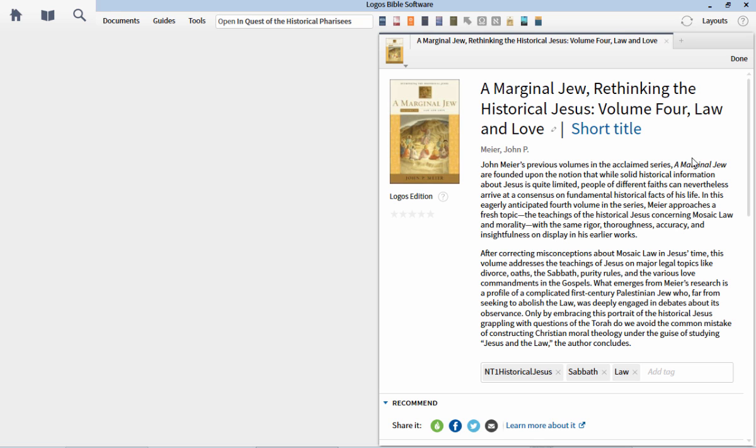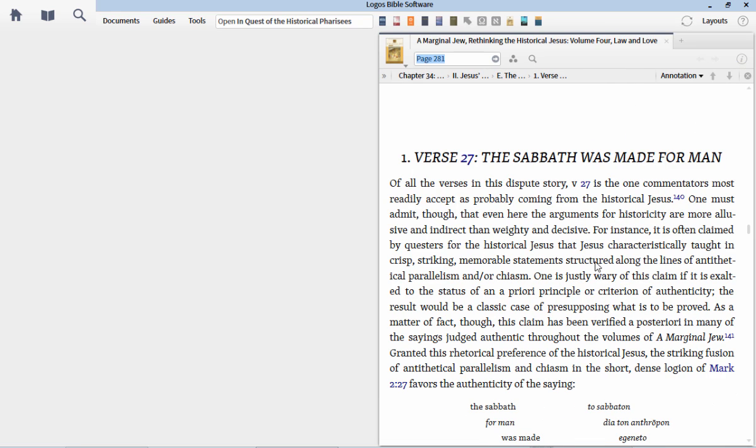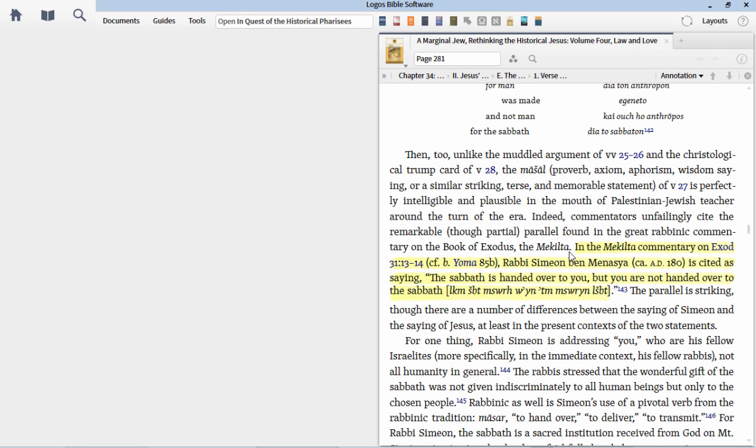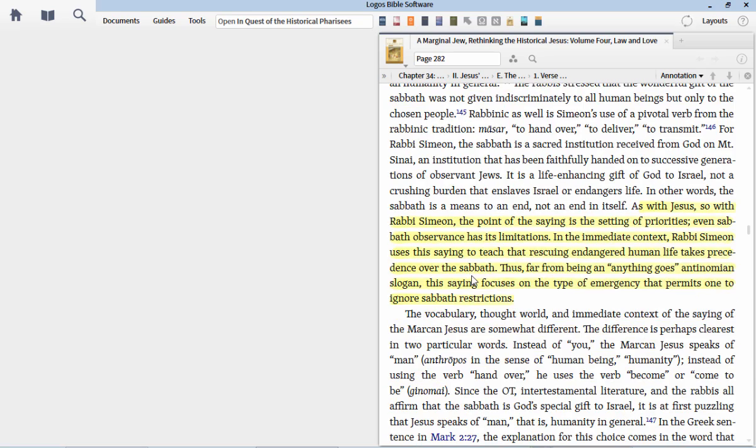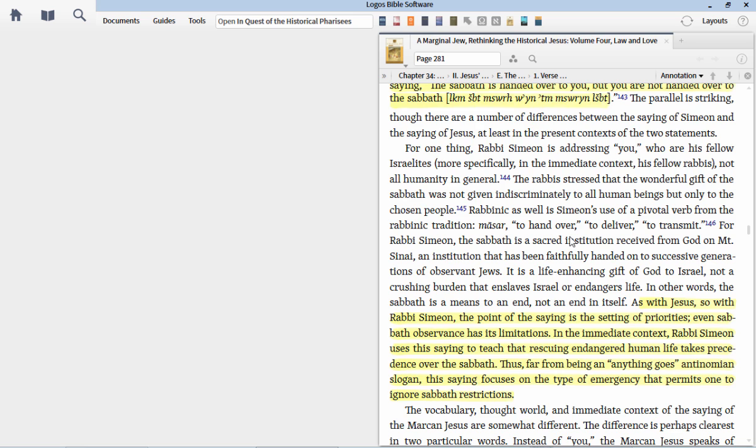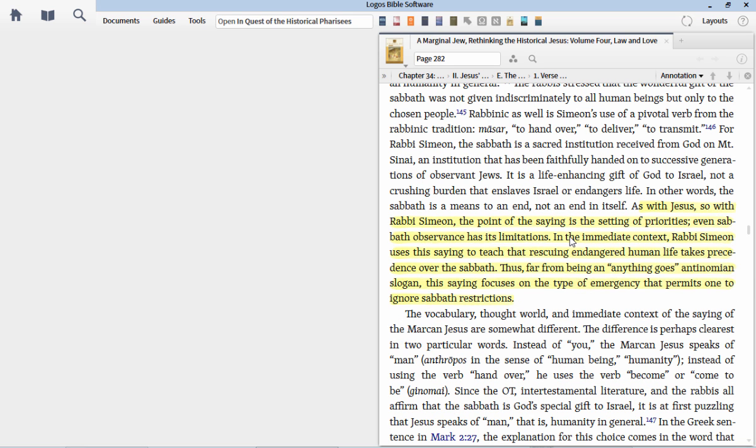And in his 4th volume, which is about law and love, what Jesus said about the commandments, he's very explicit when it comes to Jesus and Sabbath keeping. Jesus kept the Sabbath. He's very clear about that. He also has this reference to the Mekilta commentary on Exodus 31, where Rabbi Simeon says, the Sabbath is handed over to you, you are not handed over to the Sabbath. A lot of people refer to that story because Jesus wasn't the only one who said that the Sabbath is supposed to be a blessing for us. It's given to us. We are not given to the Sabbath.